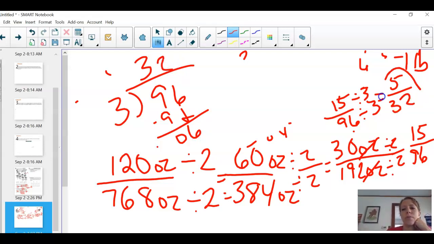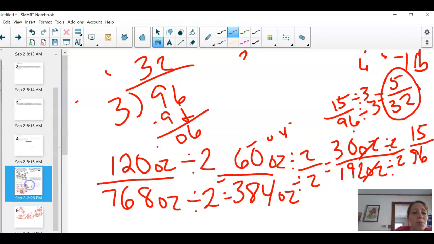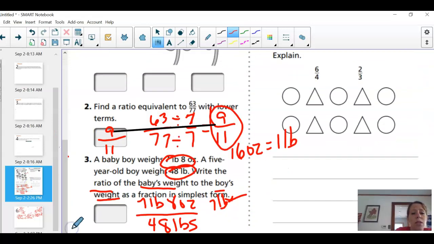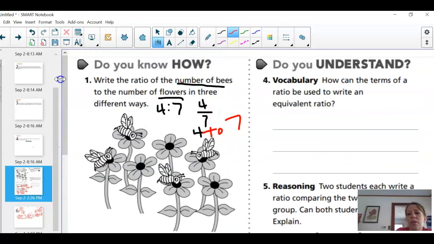32. I can't divide them further because 5 is a prime number, and so I can only divide it by 1 and 5, and I can't divide 32 by 5, so therefore I know I'm done. That was a long problem, which should have taken you some time, and so I was looking for 5 to 32. Now let's look at this one.